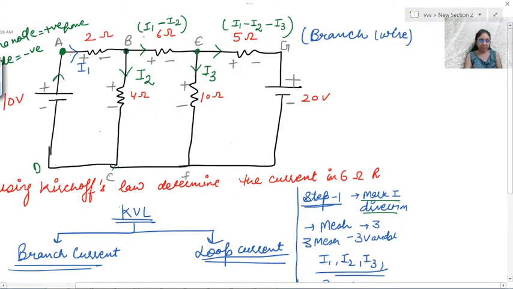What is the second sign that comes in your path? That is negative, so you will mark negative. Resistance is how much? 2 ohm. Current is how much? I1. Okay, now you are moving from B to C.